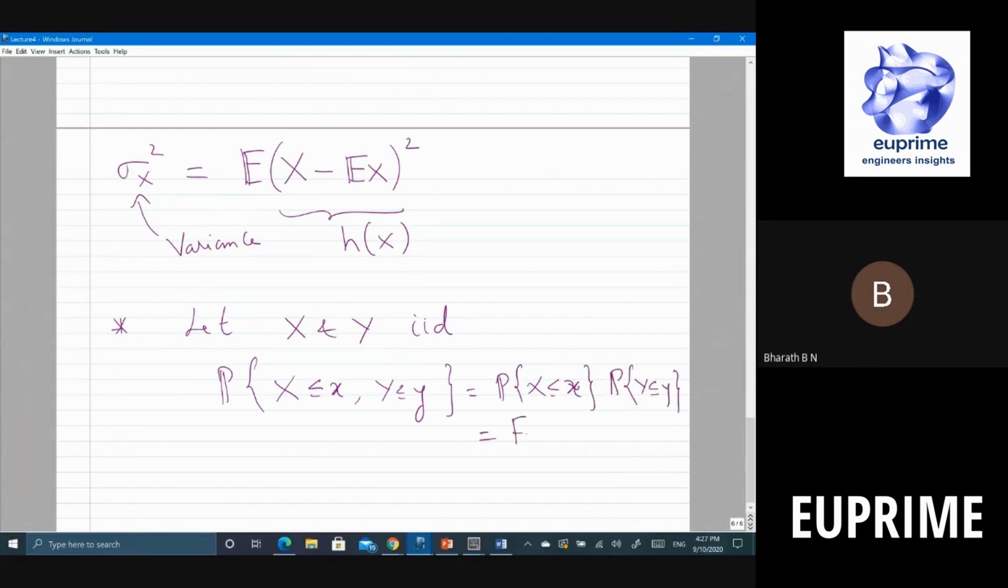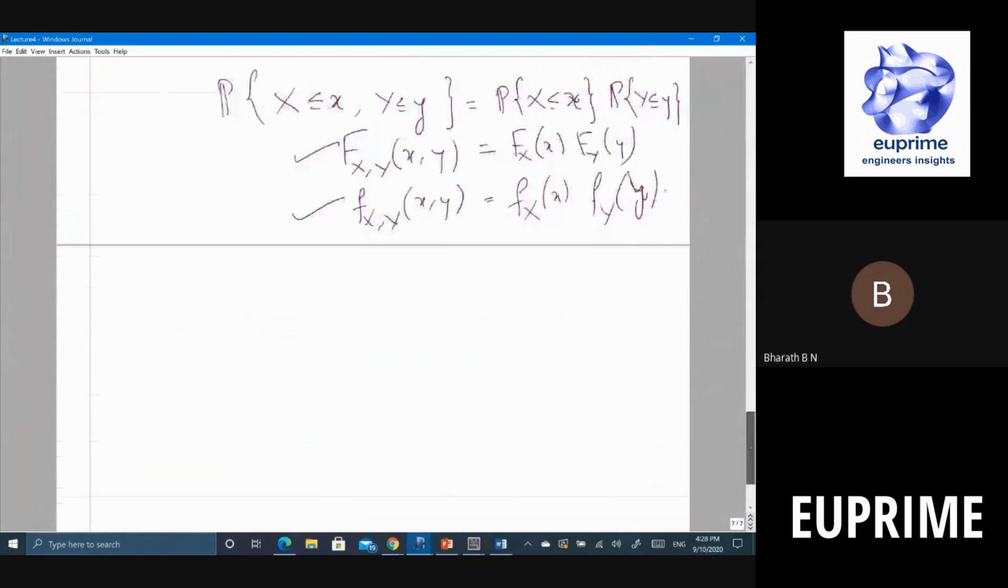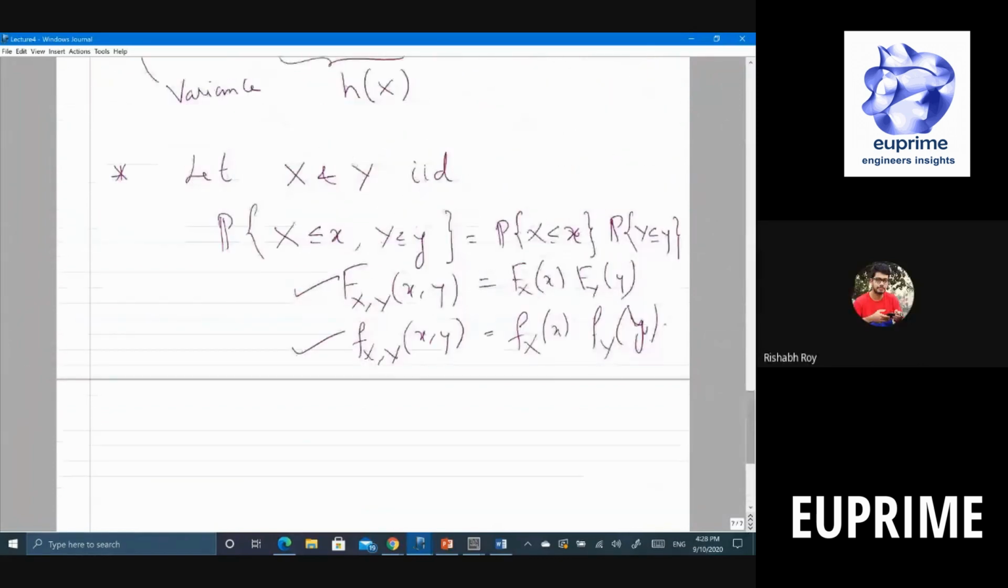What is this? This is F_X of x. This is F_Y of y. This is the joint CDF, right? Now, if the derivative exists, and you take the derivative with respect to x and y, you get the PDF. Fine. This is how you define it. So this is independence. So x and y are independent if this happens. Is that fine? Yes or no? Yes, sir. Okay.